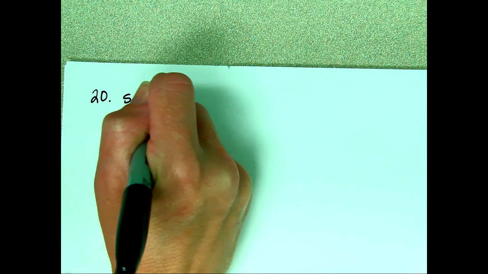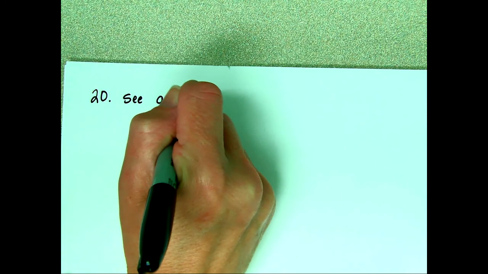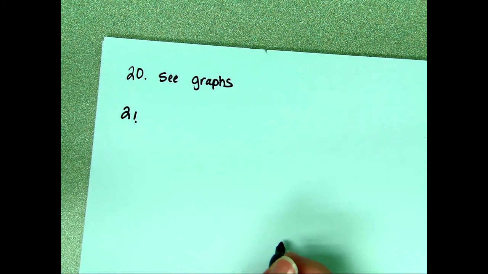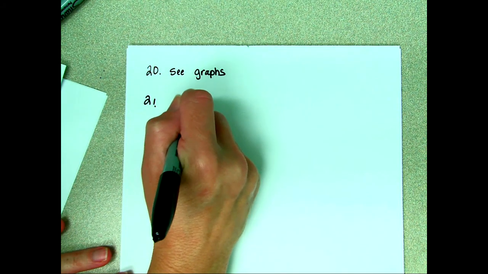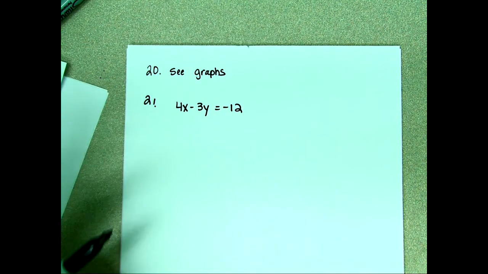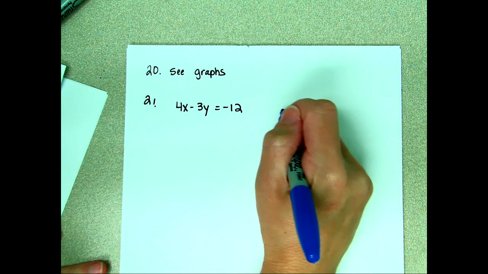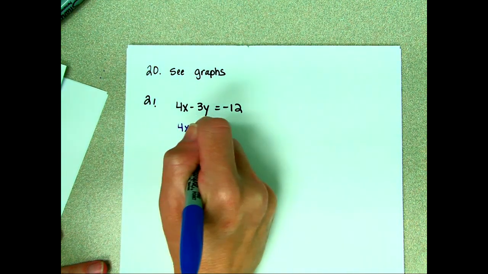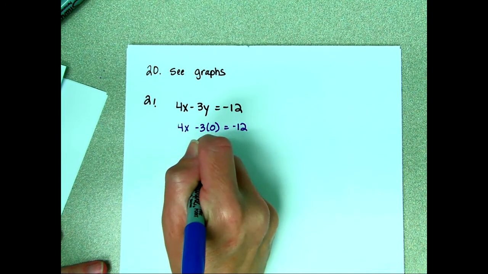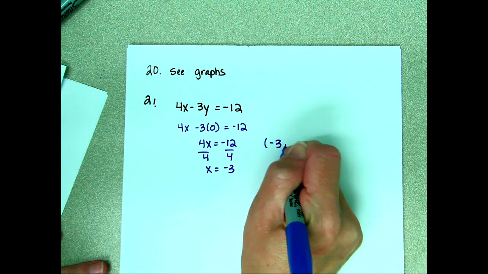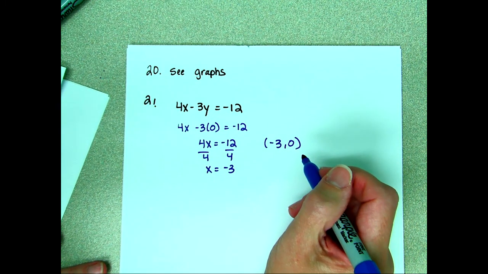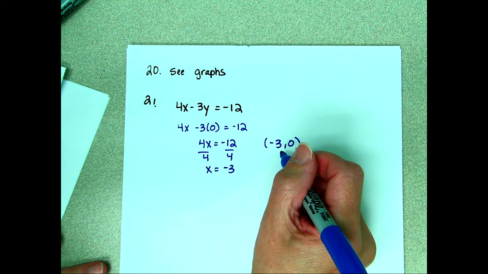Number 21. Find the x-intercept for 4x minus 3y equals negative 12. To find the x-intercept, we plug in 0 for y. 4x minus 3 times 0 equals negative 12. 4x equals negative 12. Divide by 4. x equals negative 3. So (-3, 0) is the x-intercept, or the coordinate is x equals negative 3. y would be 0. So for 21, the answer is C.